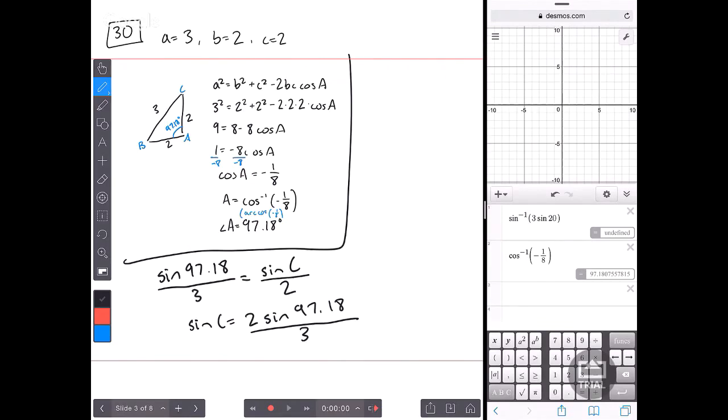So I've got 97.18. I'm going to say 2 sine of 97.18 all over 3. .66.